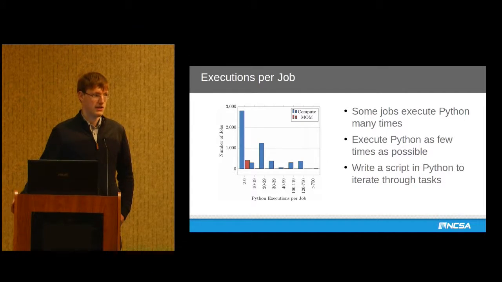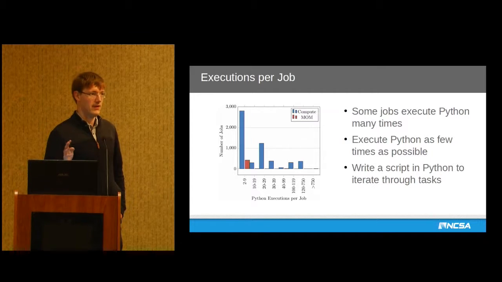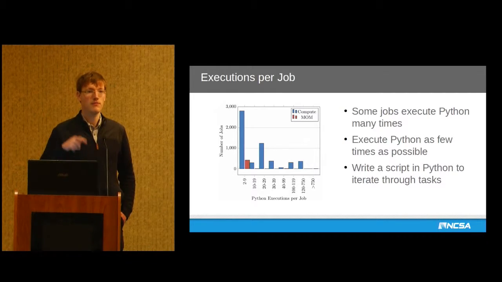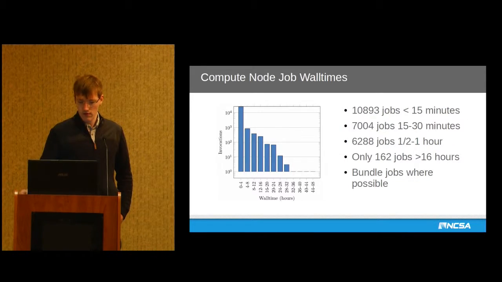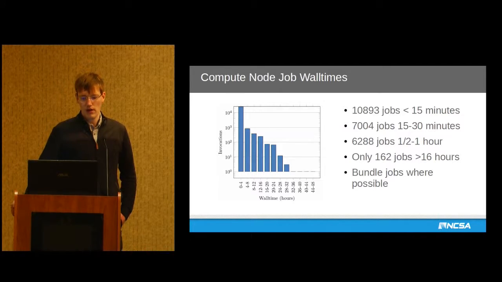And as far as executions per job goes, some people are running Python lots and lots of times. It might be fine to do this in a bash script. We're iterating with a bash script and executing Python a bunch of times on your laptop. But on Blue Waters, it takes 14, 15 seconds for Python to start up. Yes? I'm curious, on your previous slide, if you're only looking at jobs that exit successfully from that? Yes, these are jobs that exit successfully, yes.